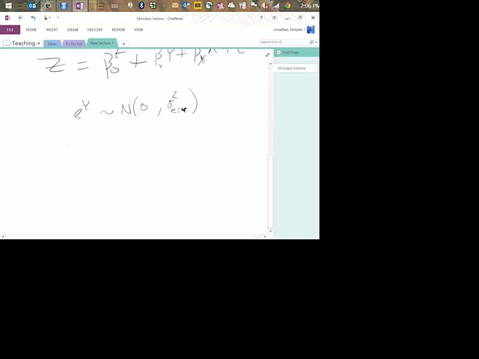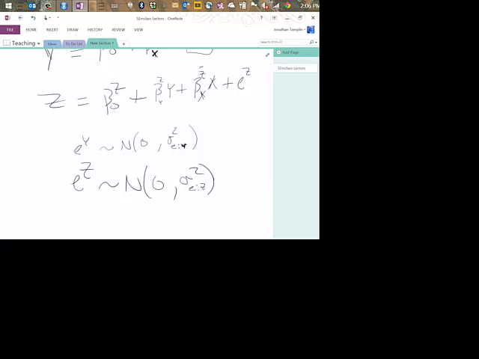So we have one of those for Y. We also have an E for Z. What does that happen to be? What's its mean? 0. And its variance is sigma squared E for Z. Now that describes the same concept, but not for Y. It describes it for Z.